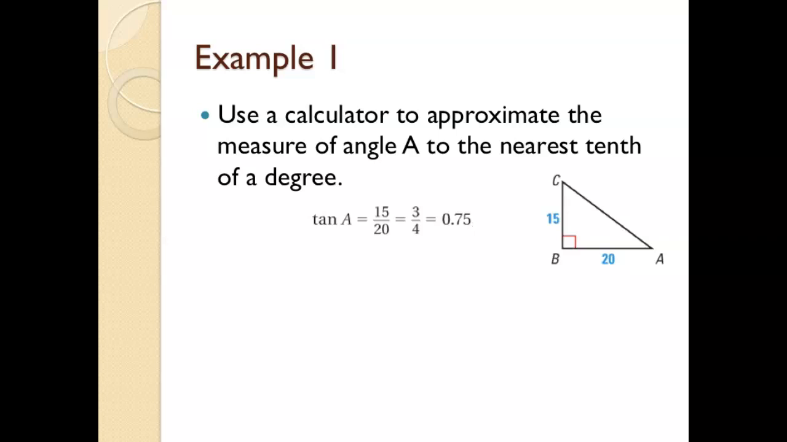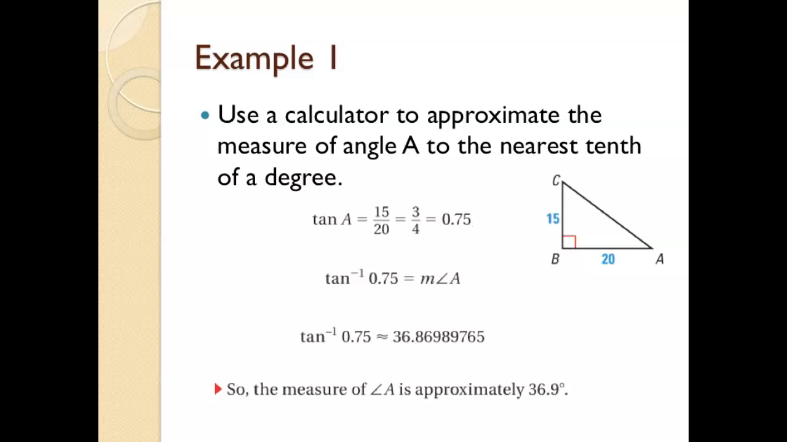But we want to know what the measure of angle A is without having to guess and check tangent of a number of degree measures. So this is where inverse comes in. So you would find the inverse tangent of 0.75, and that will give you the measure of angle A. You can also opt to write tan inverse in parentheses 15 over 20 parentheses, and then that will give you the answer. Now that should give you that angle A is approximately 36.9 degrees.